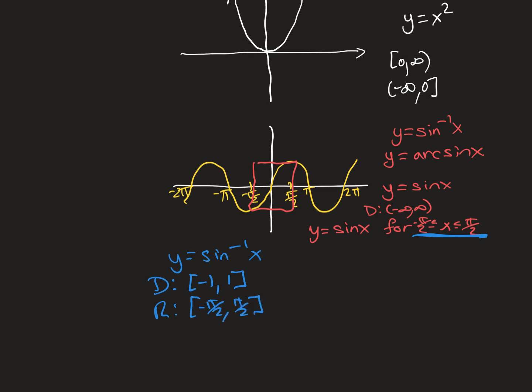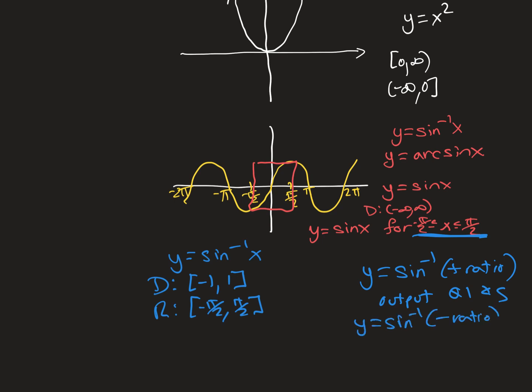This means that if I'm doing inverse sine of any positive ratio, of course it has to be in the domain of negative 1 to 1, then the output, or the y values, are going to be quadrant 1 angles. Whereas if I'm inputting any negative ratio, the output is going to be negative quadrant 4 angles.